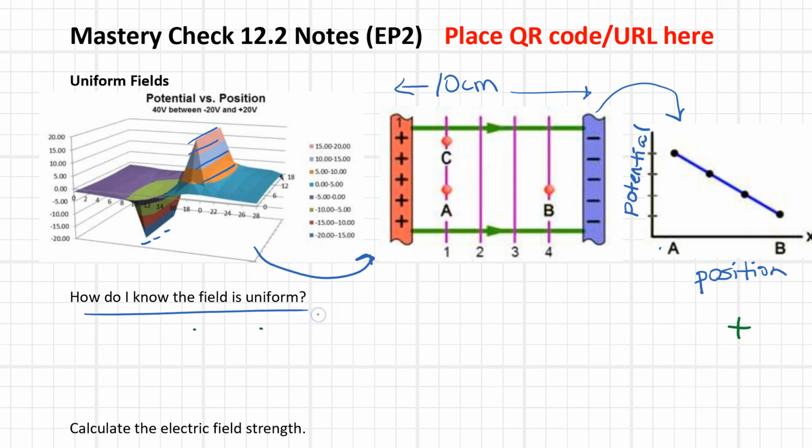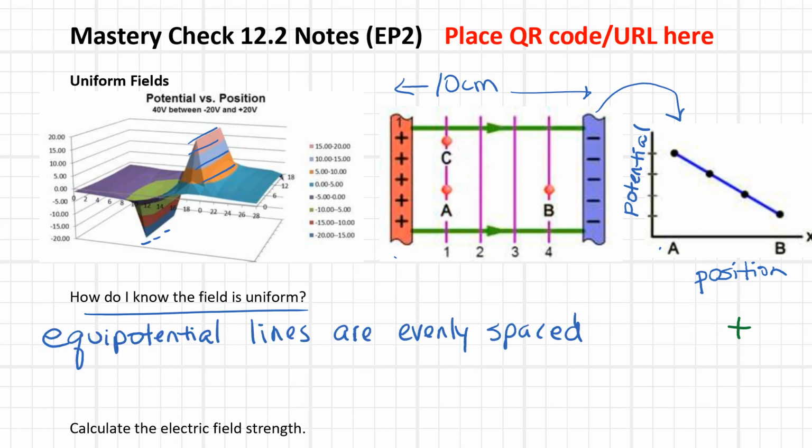So when we're talking about how do I know that the field is uniform, I'm referring to this diagram over here. In this diagram, how do we know that the field is uniform? It's because of those equal potential lines. Those purple lines are evenly spaced. So this 1 and the 2 and the 3 and the 4, those 4 lines have nice even jumps in between each other.